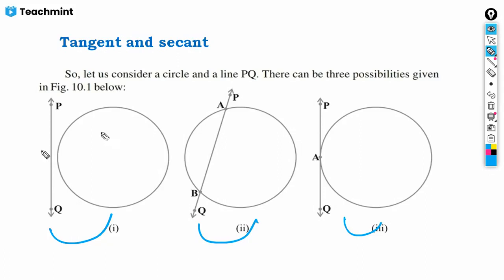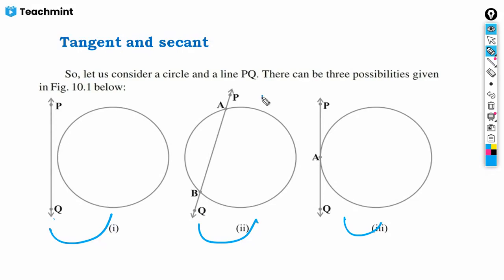It means, is it inside, is it outside, is it touching? What is the case here in case number one? Outside. Exactly. So here there is no connection between that line and the circle. So what we have to say is that it is having no connection. It means it is outside the circle, the line PQ is outside the circle.